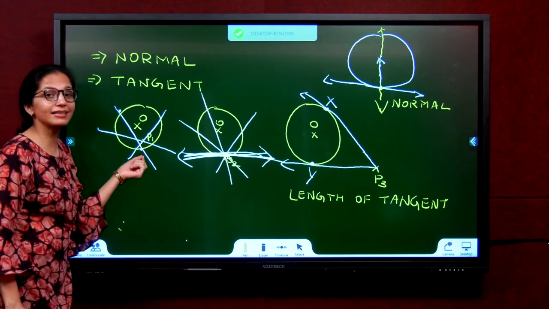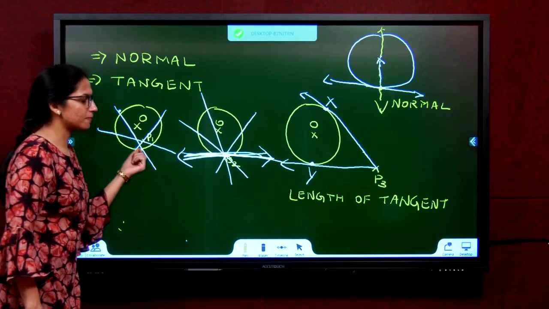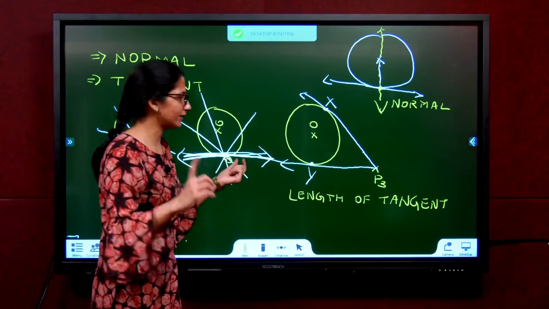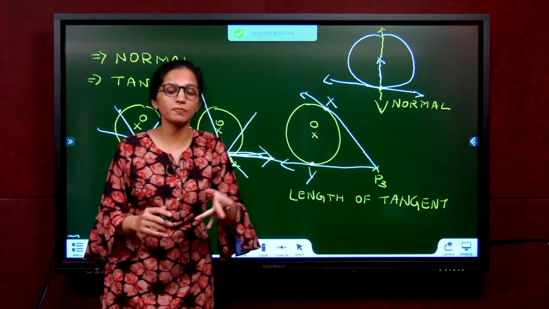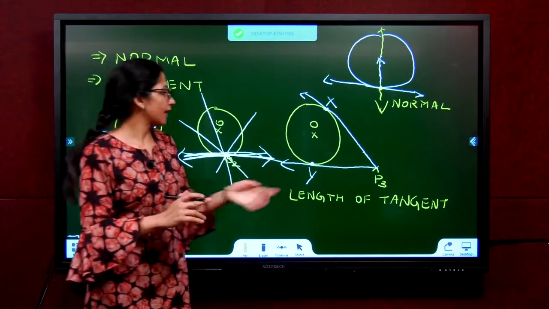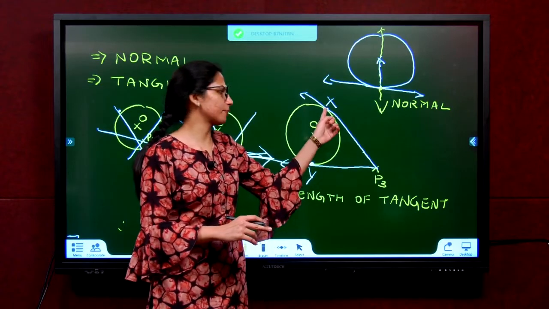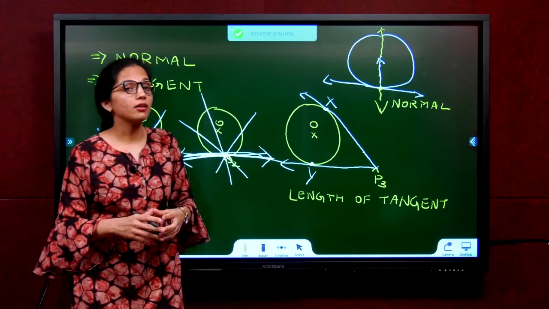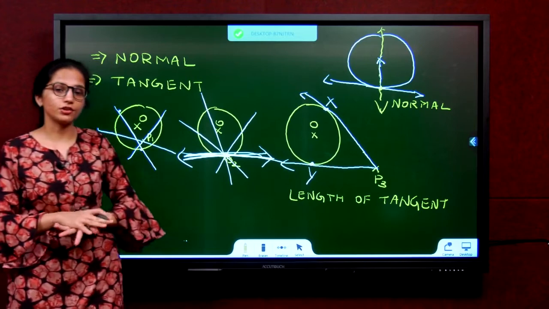So for a point inside the circle, you cannot have any tangents passing through it. A point on the circle, one tangent. An external point, two possible tangents to the circle. And the line segment joining the external point and the point of contact is called the length of the tangent.